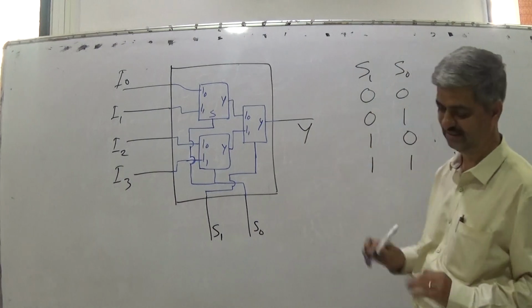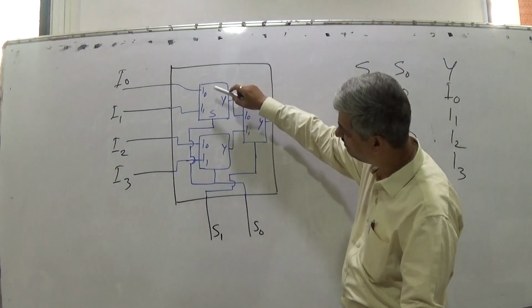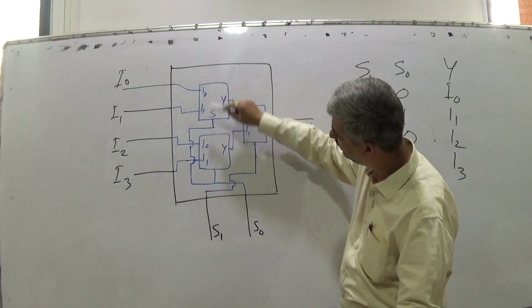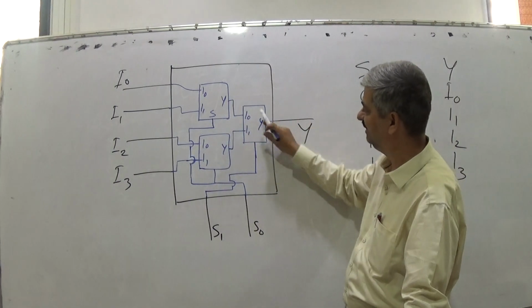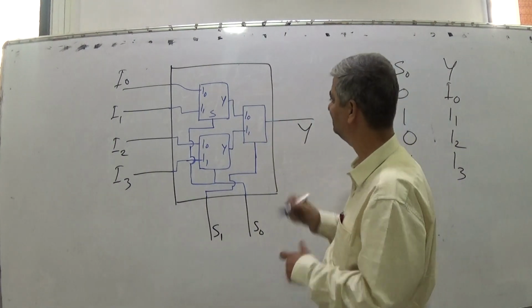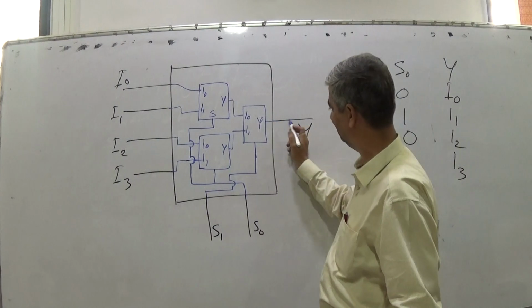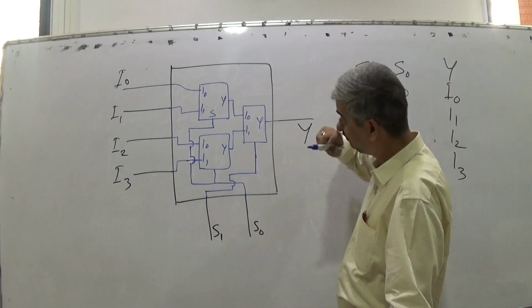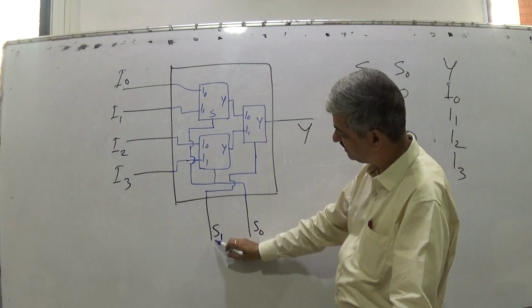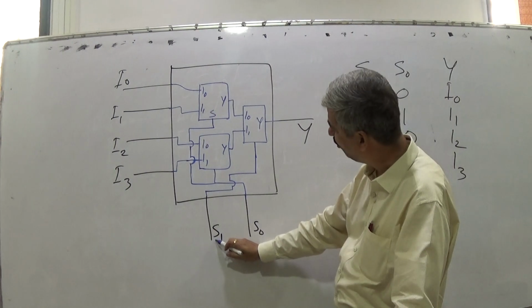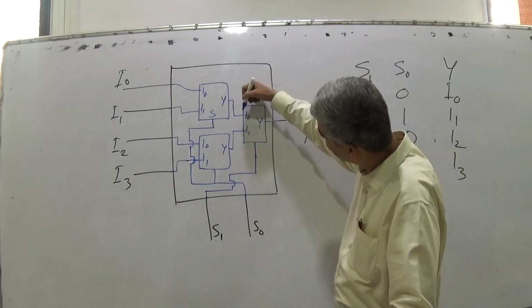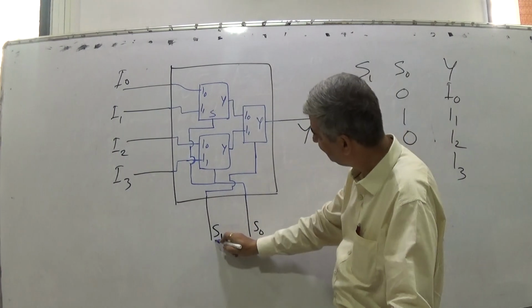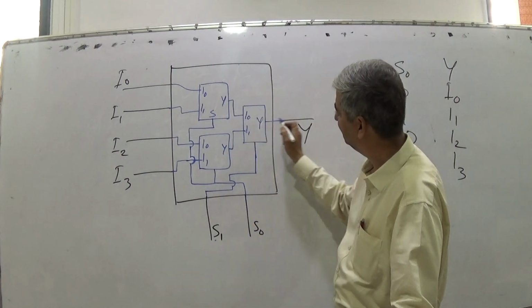So this is a very simple circuit. There are 3 multiplexers, 1, 2 and 3. So this is the final multiplexer. This output will appear here. Now, if this select line 1 is 0, what will happen? This will appear here. If this select line is 1, this will appear here.